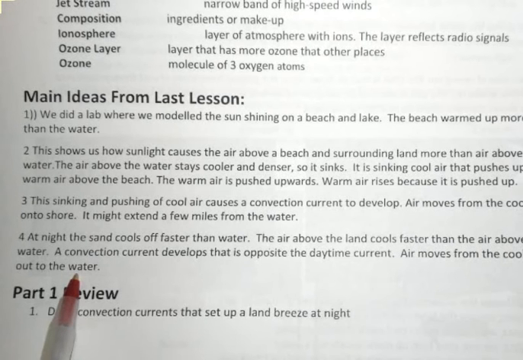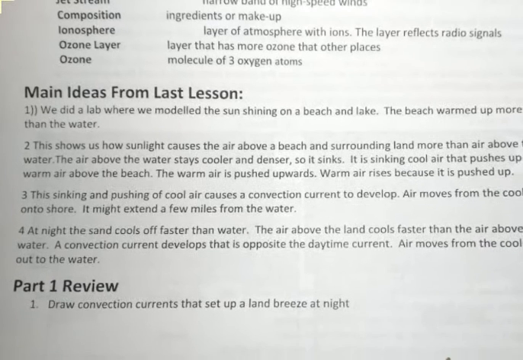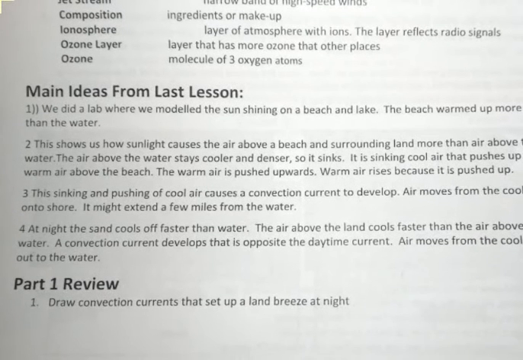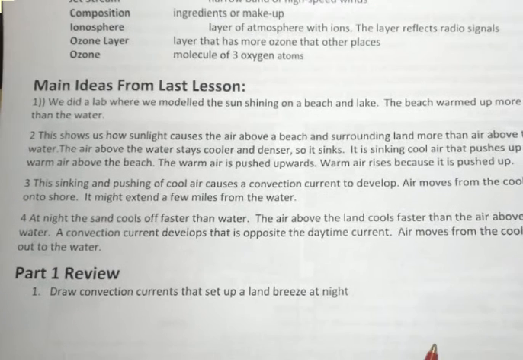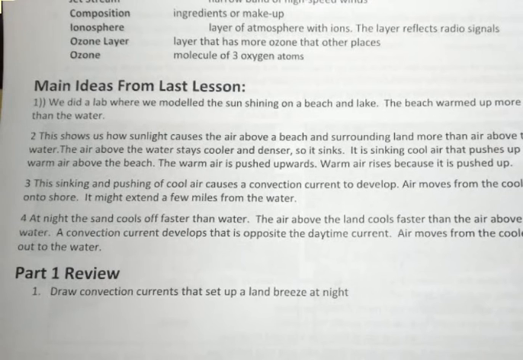At night, the sand cools off faster than water. The air above the land cools faster than the air above the water. A convection current develops that is opposite the daytime current. Air moves from the cooler land down to the water. So let's draw a picture of these different concepts.